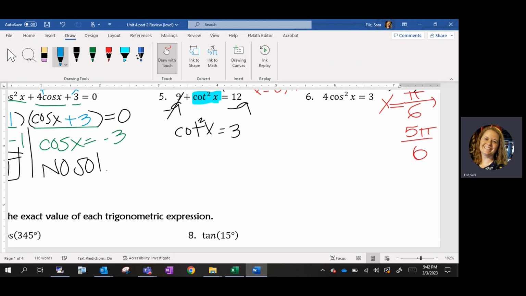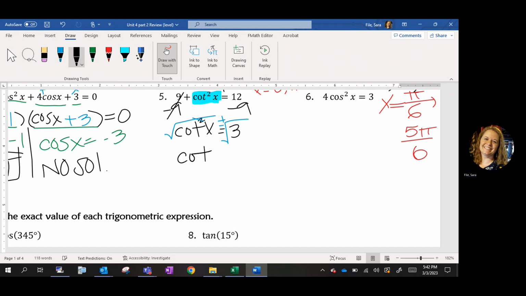Now to get rid of the square, I've got to take the square root. Now here's where you have to make sure you don't mess up. We have to put plus or minus in front of our square root when we do that as an operation to get rid of something for solving. So we end up with cotangent of x equals positive or negative root 3.